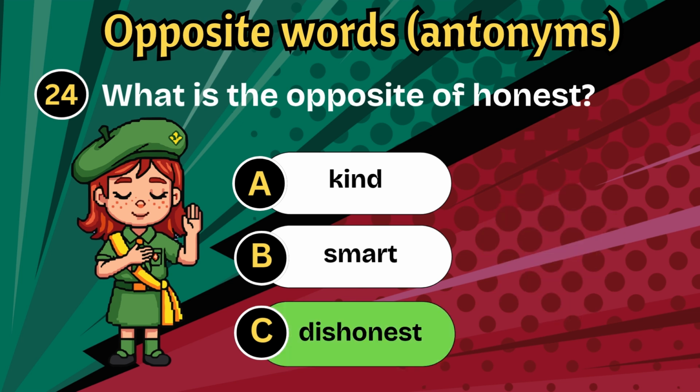The correct answer is dishonest. Honest means telling the truth even when it's hard, like admitting you broke a toy, while dishonest means lying or hiding the truth, like saying you didn't do it when you did.